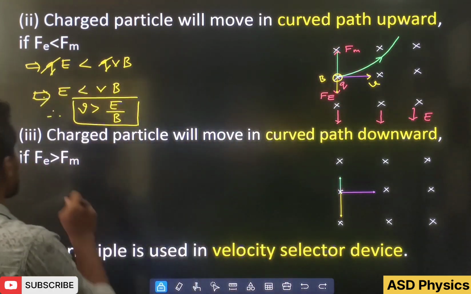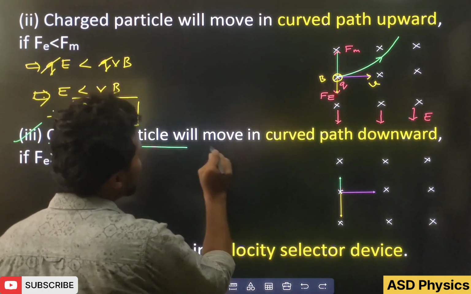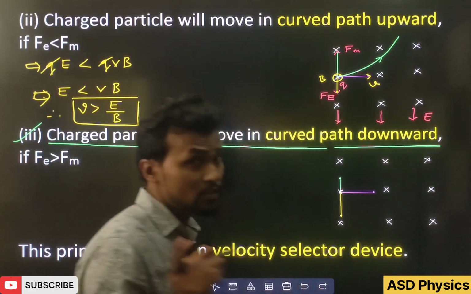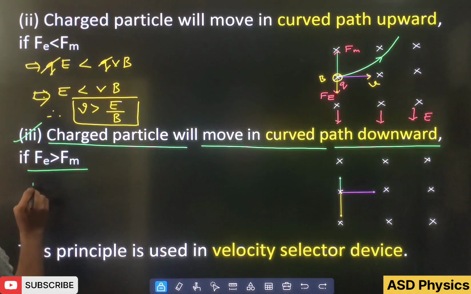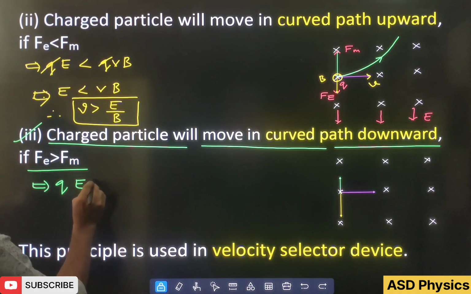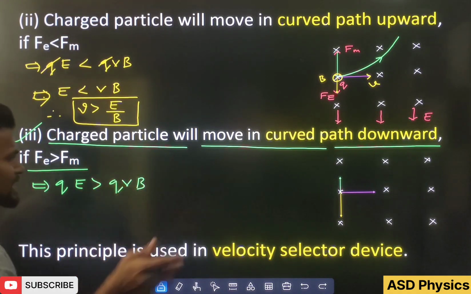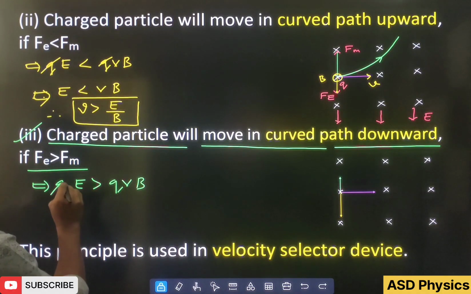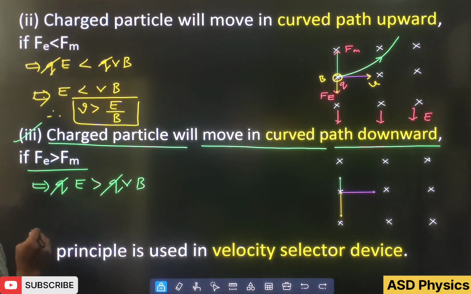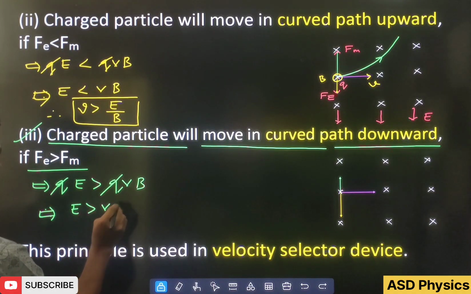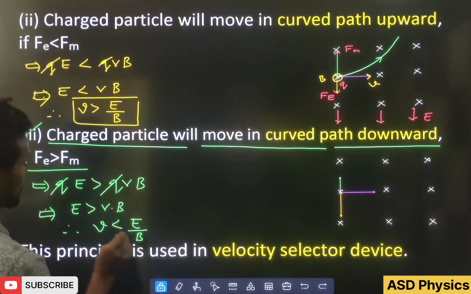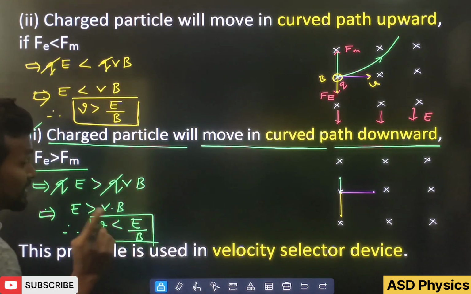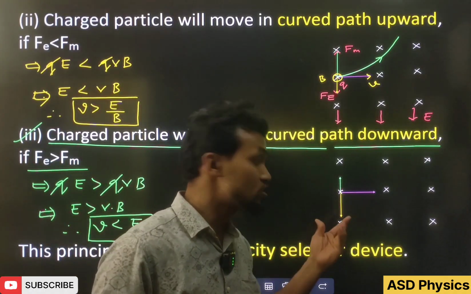Remember that here. Third case, see here. Charge particle will move curved path downward if Fe is greater than Fm. Now let's see what we can write here. QE is greater than QVB sin 90 degree anyhow. Now again this Q and this Q cancel. So what we can write here? E is greater than V into B. So students, here this V will become V less than E by B. So when V is less than E by B, that time which force is more? The electrostatic force will dominate.